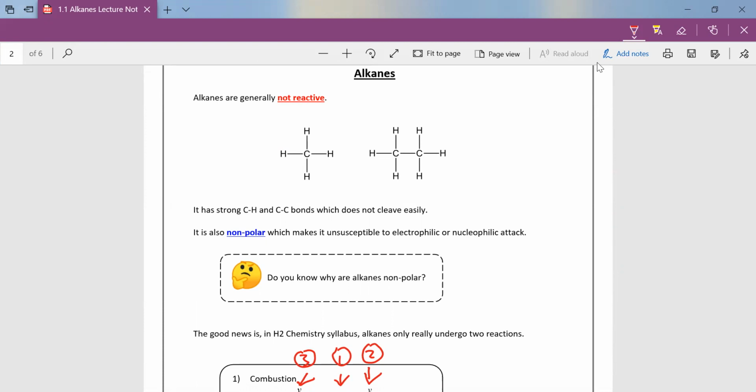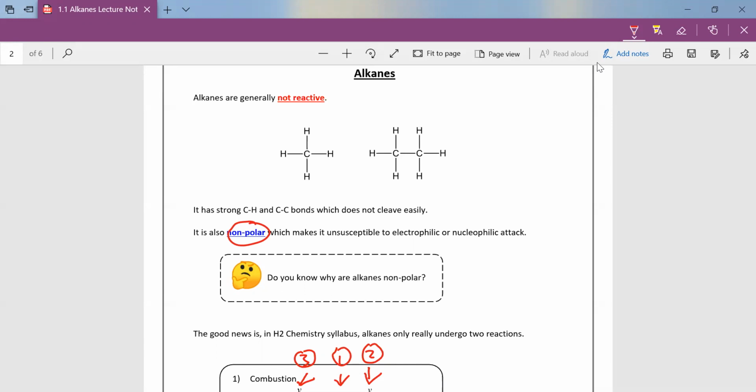Alkanes, as you know from your Sec 3, Sec 4 work, are generally not reactive. An alkane has strong C-H and C-C bonds that don't cleave easily. It is also non-polar, which makes it very unsusceptible to any form of electrophilic or nucleophilic attack.